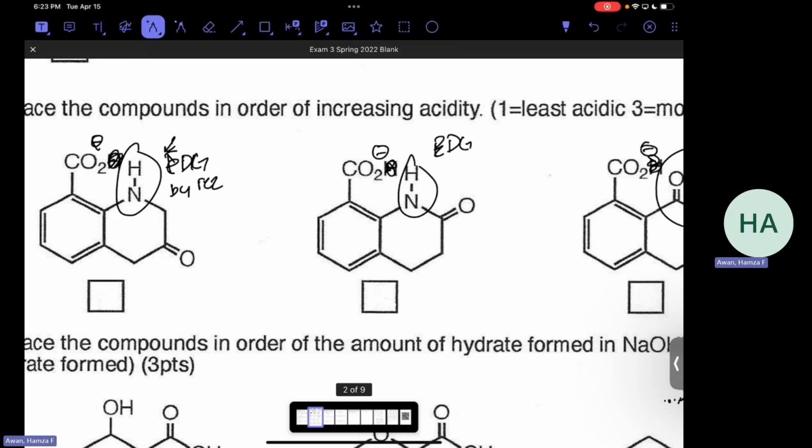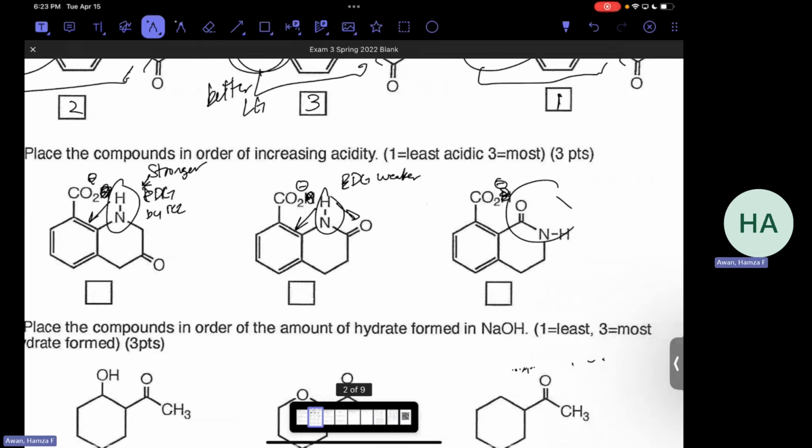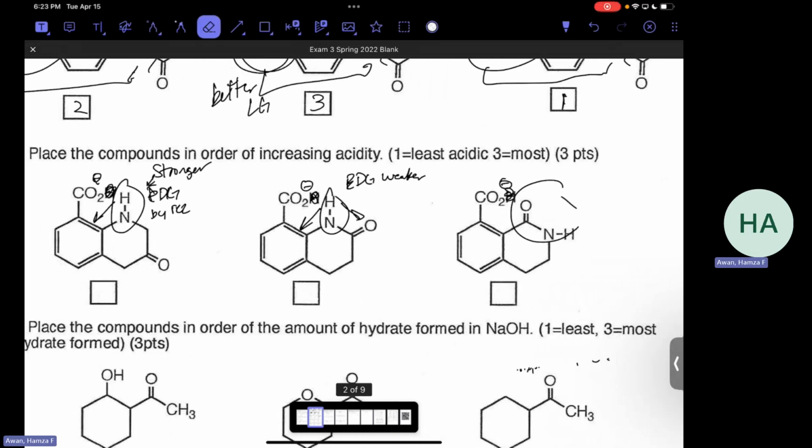However, this electron donating group is going to be donating electrons both ways, right? It's going to be donating towards that oxygen and towards the CO2 minus. This one is only going to be donating in one way. So this is a stronger one, and this is a weaker one, right? So we're looking at the NH because that's where the hydrogen is attached, so that we can find how the electrons flow.